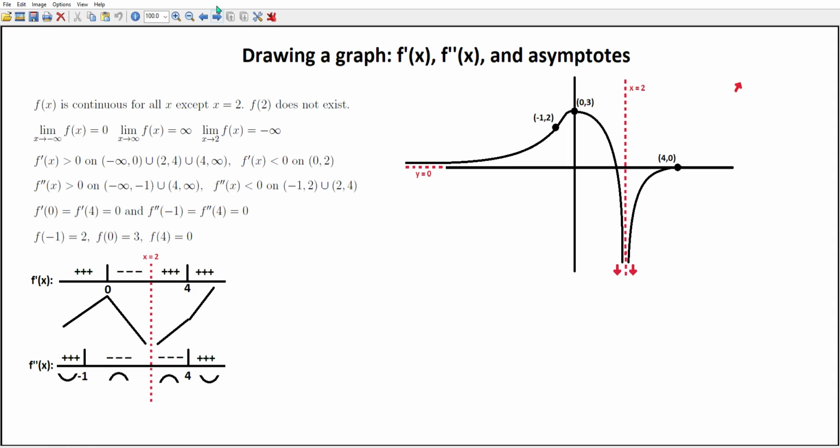We pass through the point 4, 0, and you'll notice there's a horizontal tangent there. The reason there's a horizontal tangent is we know that's a critical point. And then finally, when x is bigger than 4, we are increasing and concave up, which gives us this shape. And based on that information, we've been able to draw a fairly accurate picture of this graph.